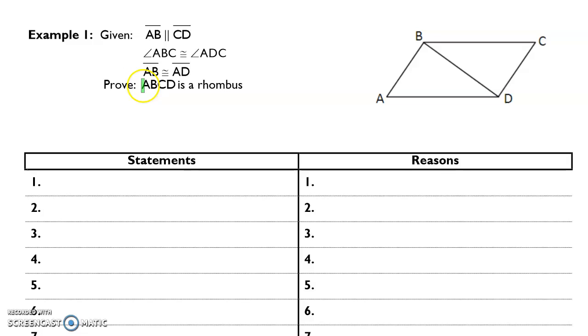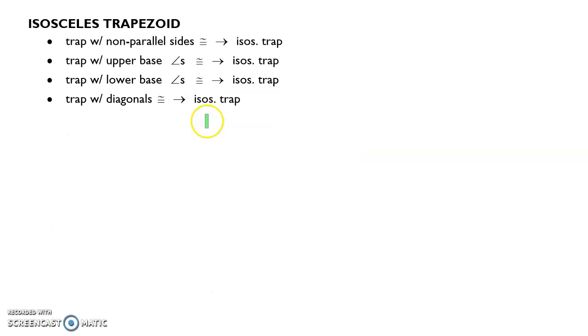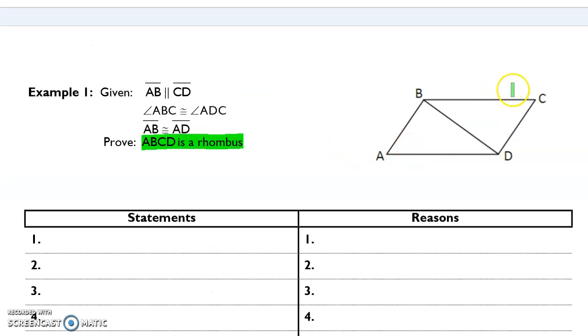We want to prove that that quadrilateral is a rhombus. So if we take a step back and look at what we have to show, I could show that the quadrilateral has diagonals that are perpendicular bisectors. That would require me to draw in a new diagonal. We can do that. I don't know if we'd have enough information here.